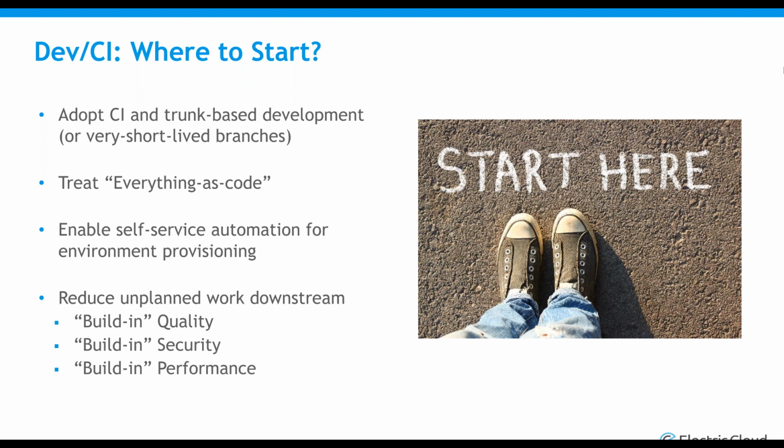It's obviously continuous integration, trunk-based development, or at least very short-lived branches, since now that we're almost all using Git, there's pretty much no such thing as not branching. Everything is code: infrastructure is code, pipeline is code, testing is code. All of those things, so that you don't have snowflake environments.